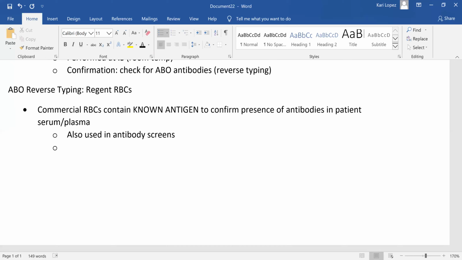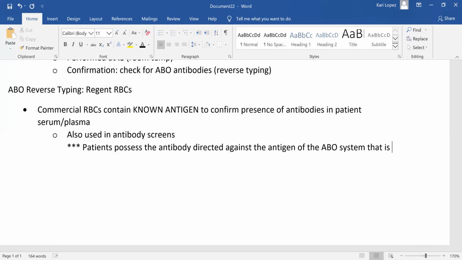Now, when we're talking about our A1 and B cells, patients possess the antibody directed against the antigen of the ABO system that is lacking on their red blood cell.